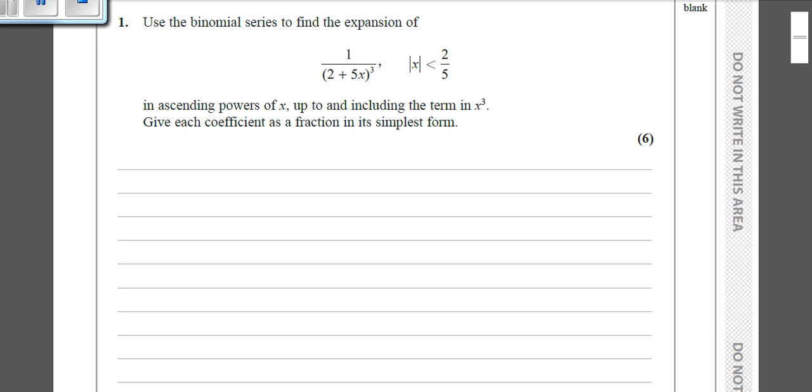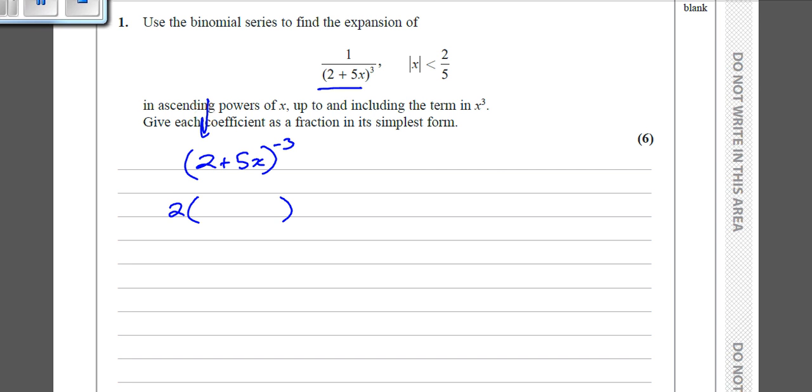So the first thing to do with binomial expansion is to make sure that you get everything up to the top. So what we're going to do here is bring this up to the top. So that's going to be 2 plus 5x to the power of minus 3. But the next thing we need to do for C4 binomial is to make sure that this first thing is 1. So what we do is we divide by 2. So we're going to bring the 2 outside. We're going to factorize the 2 outside.